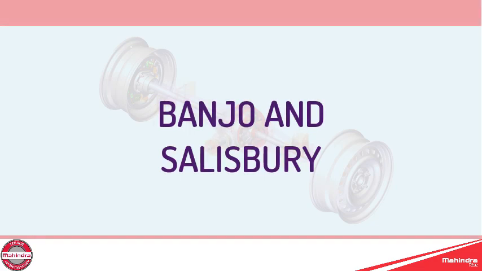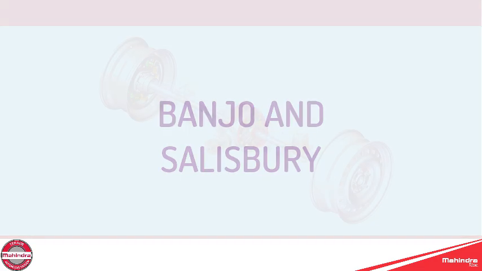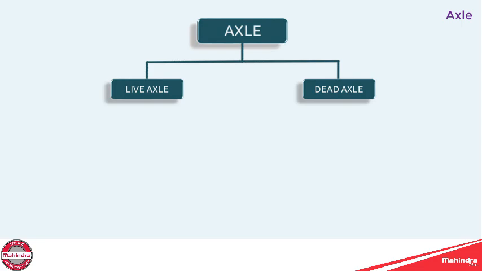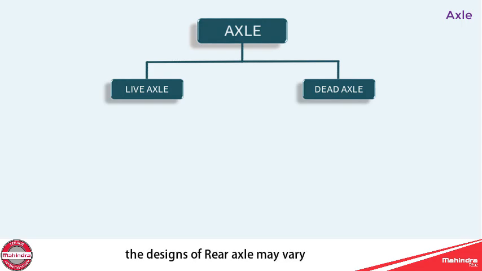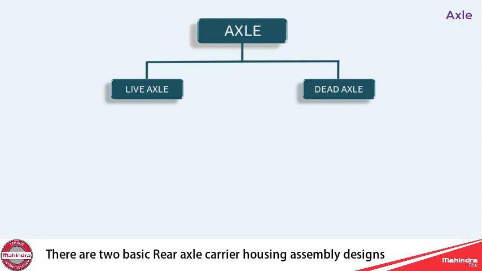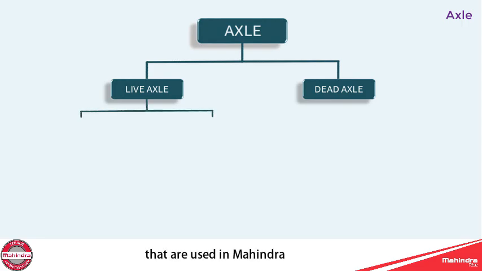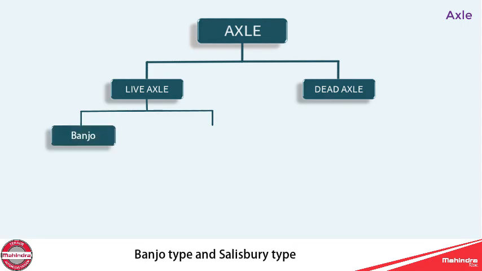Banjo and Salisbury types of axles. Although all rear axles perform the same basic functions, the designs of the rear axles may vary. There are two basic rear axle carrier housing assembly designs that are used in Mahindras: Banjo type and Salisbury type.